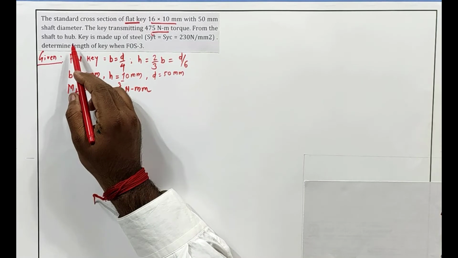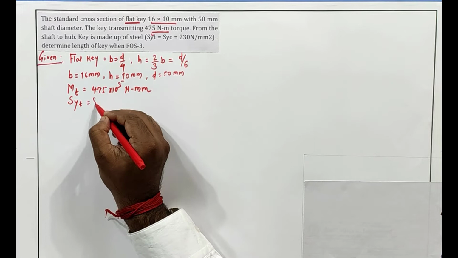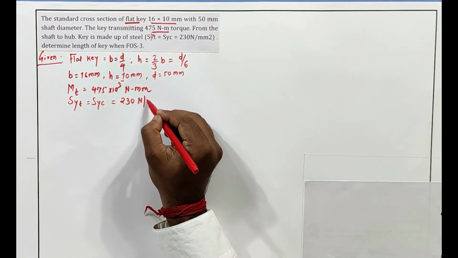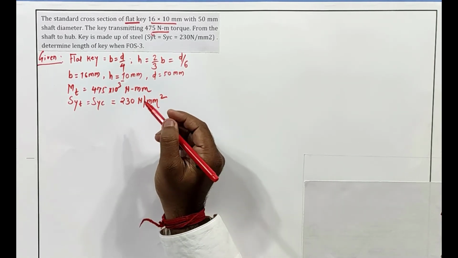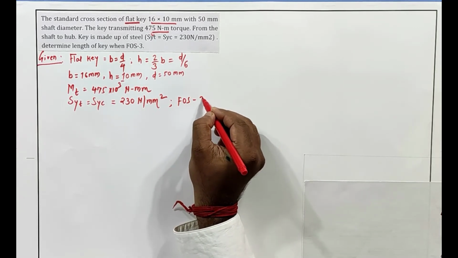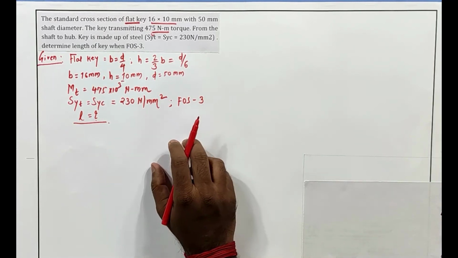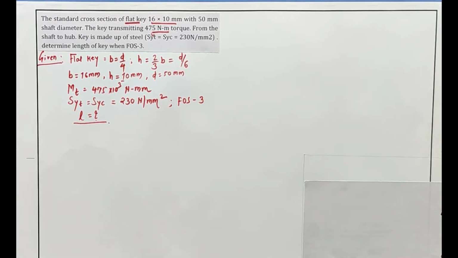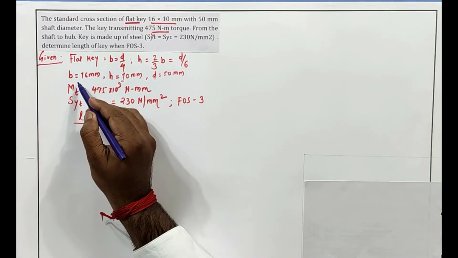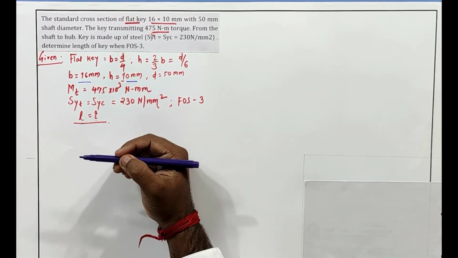Then from the shaft to hub, the key is made up of steel having SYT yield strength or SYC crushing 230 Newton per mm square. Determine the length of key when factor of safety is 3. Length of key we need to calculate, L, correct. So as I told you, while designing the key, the basic information we must know is B, H, L. B is given 16, H is given, now L remains, so that we need to calculate.